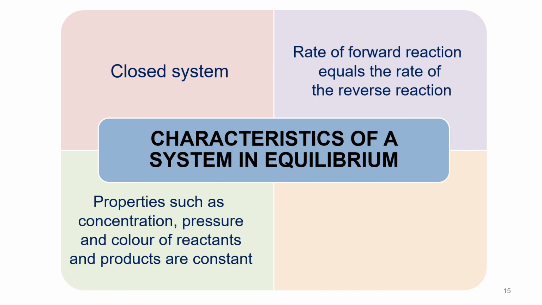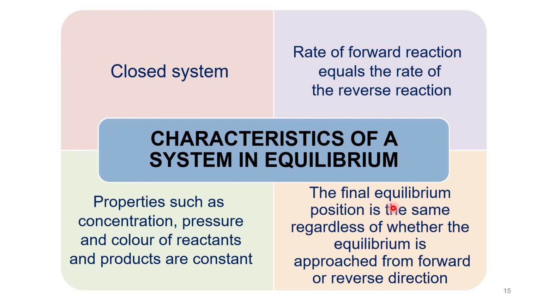So we have a closed system. Okay, when the reaction occurs, the rates of forward and reverse are equal. This one we already mentioned from the graph. So properties such as concentration and pressure are constant. Okay, and the final equilibrium position is the same. Finally, after the reaction achieves equilibrium, it will be the same, regardless of whether it starts from the forward direction, from the reactant, or starts from the product.